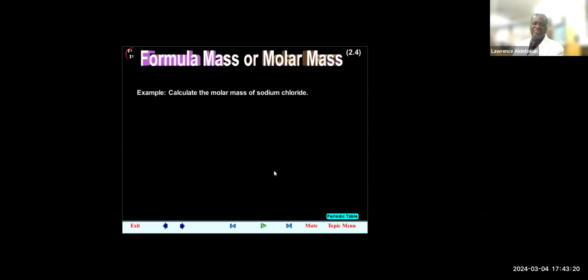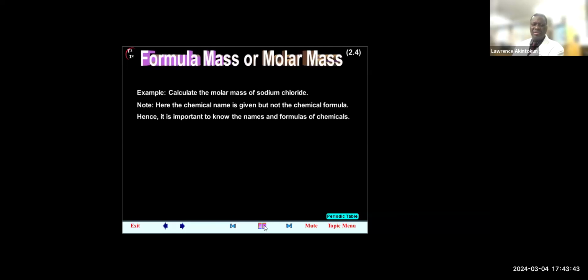Calculate the molar mass of sodium chloride. All right, go ahead and calculate this. Look for the formula for sodium chloride. Remember, we have done IUPAC formulas in Unit 2, so that shouldn't be a problem. Note, here the chemical name is given, but not the chemical formula. Hence, it is important to know the names and formulas of chemicals.